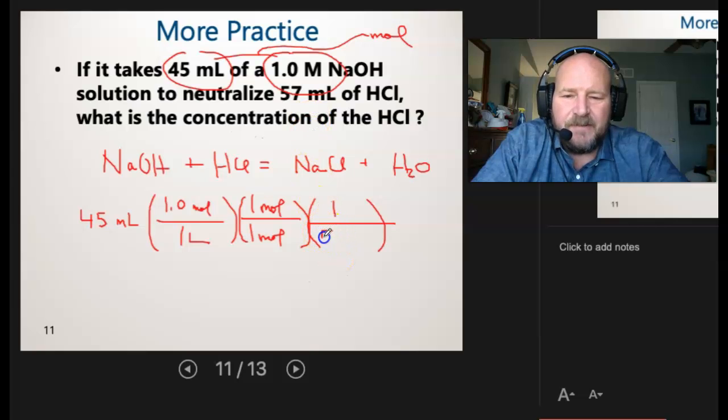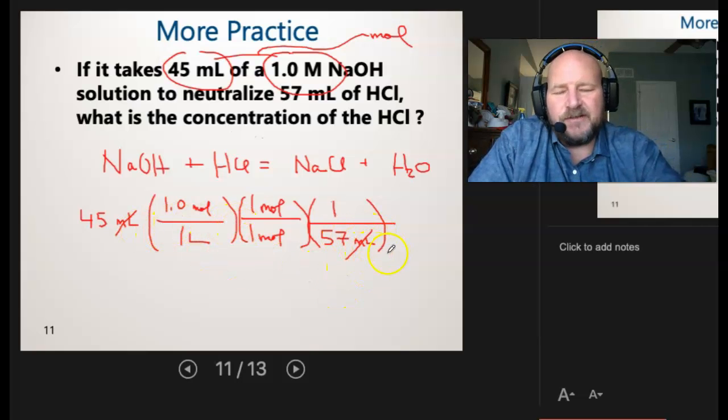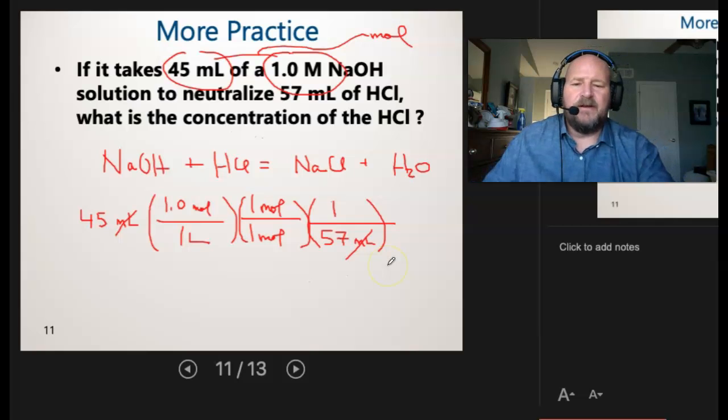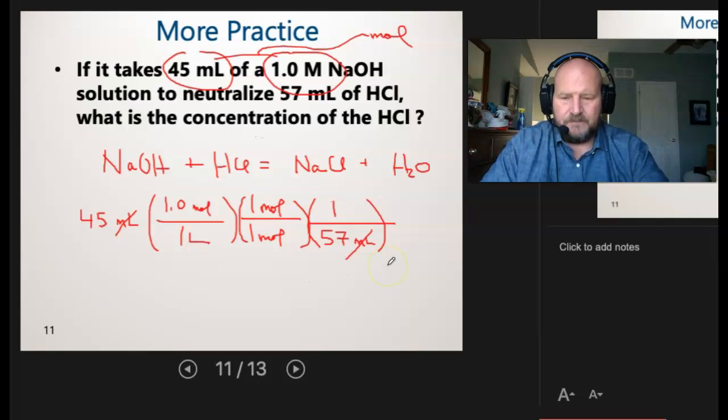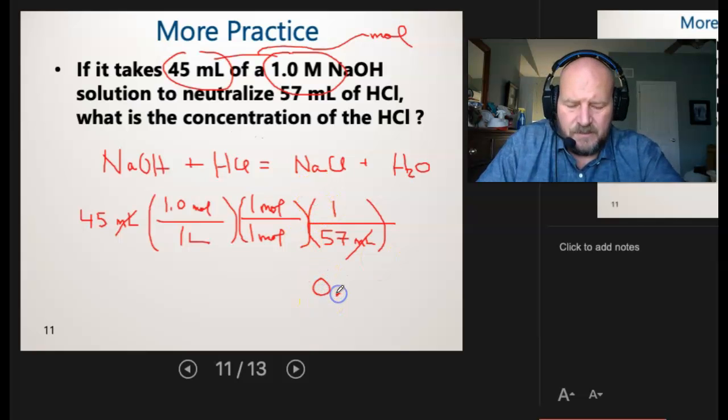Now this time, I'm going to leave it as 57 milliliters. Again, I want to do that because then milliliters will cancel out with milliliters, and I'll be in liters, which I never converted. Okay, now if you forget and you've converted here, just make sure you convert here as well and go back to liters here. Now I can run this through my calculator. I get 45 times 1 divided by 57, and I get 0.79 with 2 sig figs molar.